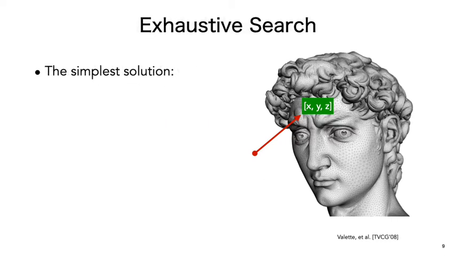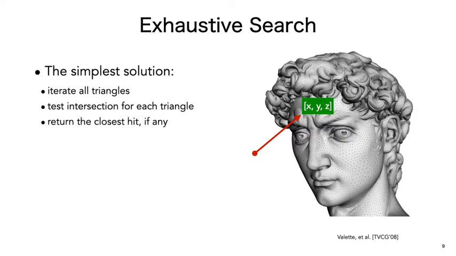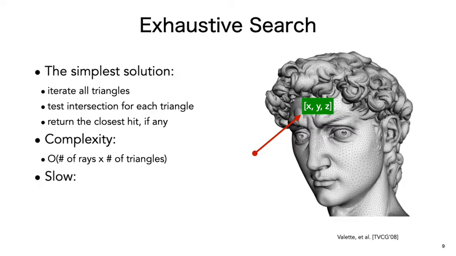And the simplest solution here is exhaustive search. We can iterate through all the triangles, and we can test the intersection for each triangle. And we can then return the closest hit if there's any hit. The complexity of this algorithm is O of the number of rays times the number of triangles, which obviously is very slow because we could have lots of triangles and lots of rays.